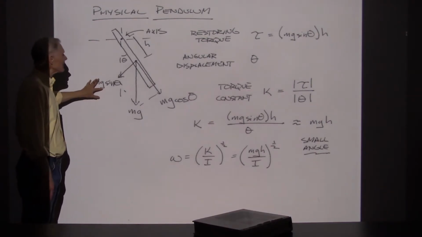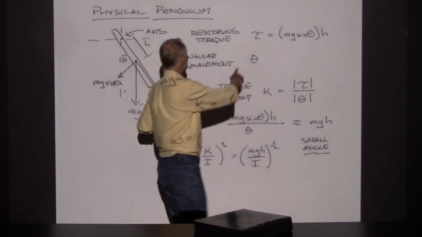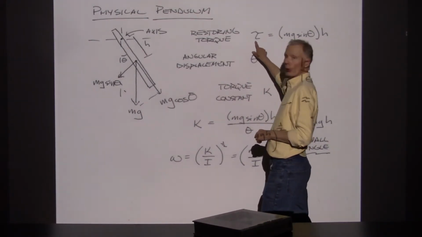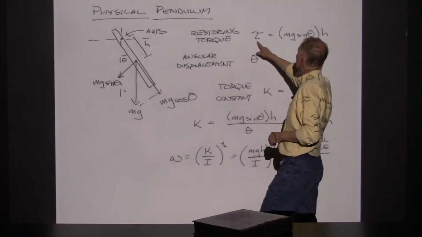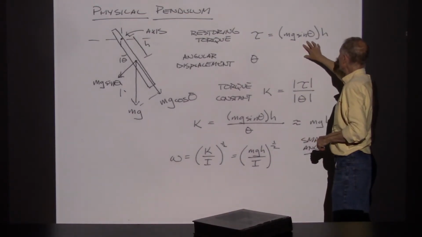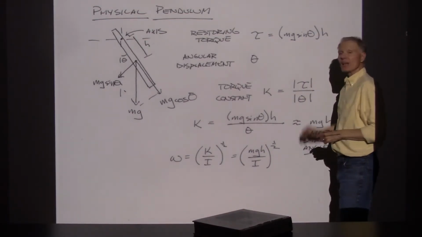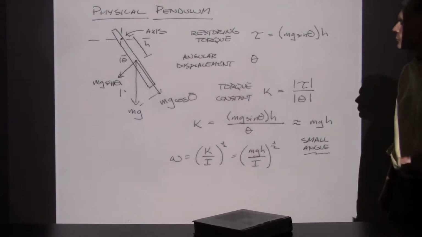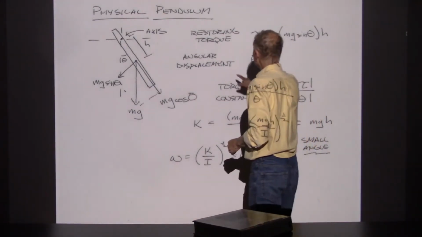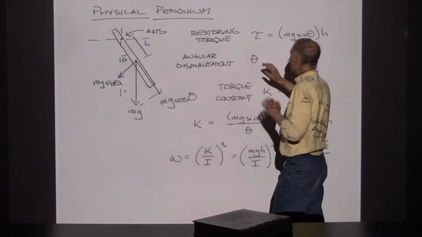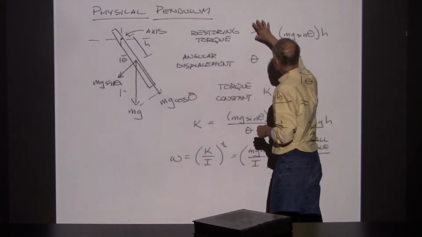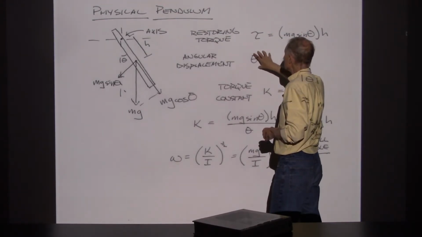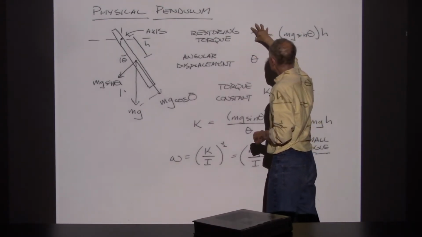But rather than thinking in terms of a restoring force, we're going to think of a restoring torque. Now the restoring torque is going to be mg sine theta times h. So h now is a lever distance. The angular displacement is theta. So what we've done, instead of working with F and x, linear displacements and forces, we're going to use torques and angular displacements.